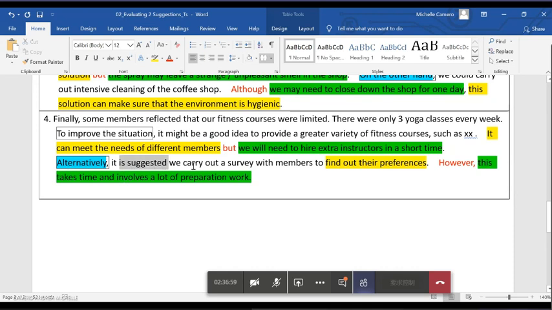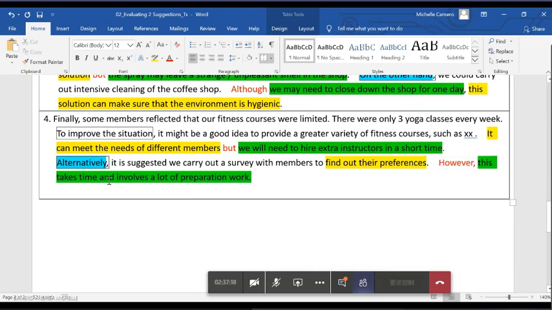Alternatively, it is suggested we carry out a survey with members. That's the solution, to find out their preferences. That's the advantage. However, this takes time and involves a lot of preparation work. That's the disadvantage. So here they use the word however to show the relationship between the advantage and disadvantage.